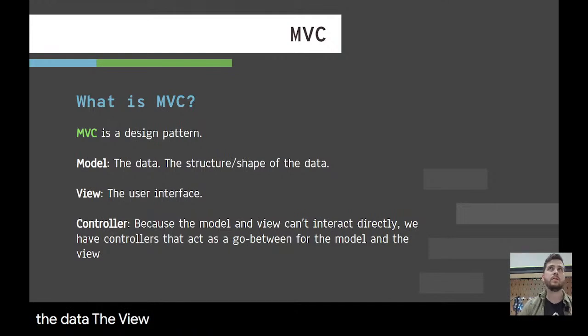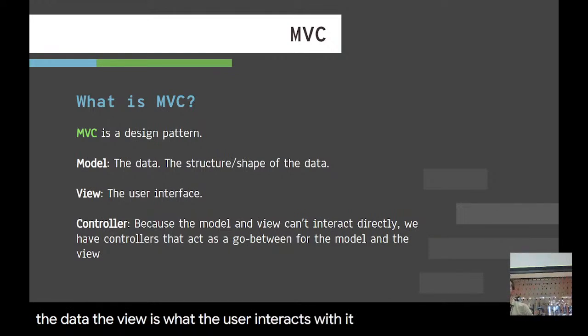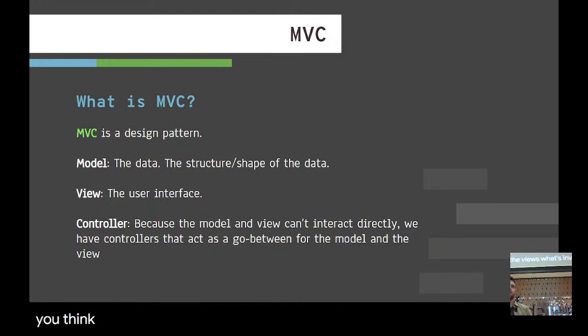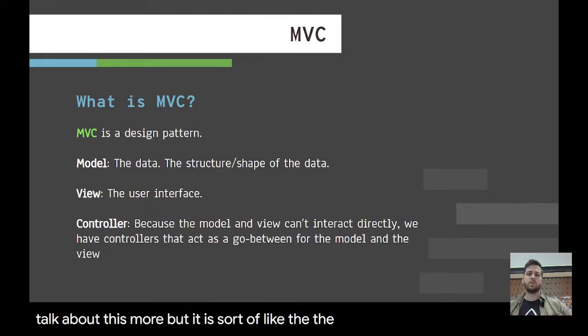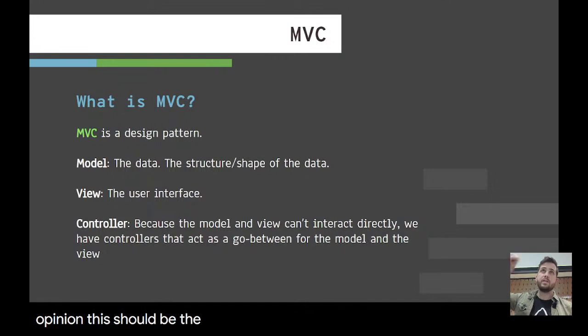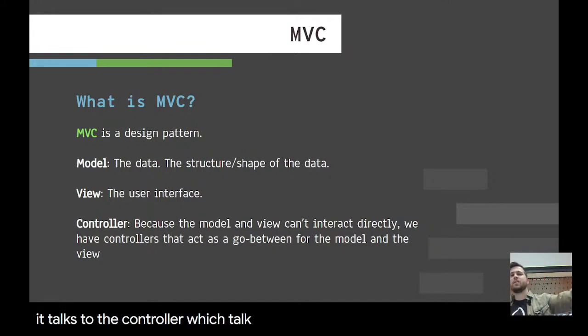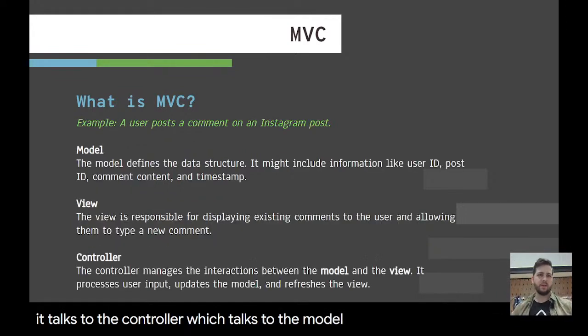The view is what the user interacts with. It's what's visible. You can think of it that way. And then finally, the controller, what we'll be talking about here, is essentially the go-between between the view and the data, the model. We'll talk about this more, but it is sort of like the in-between entity. In my opinion, this should be VCM because you have the view, it talks to the controller, which talks to the model. But we'll get to that.